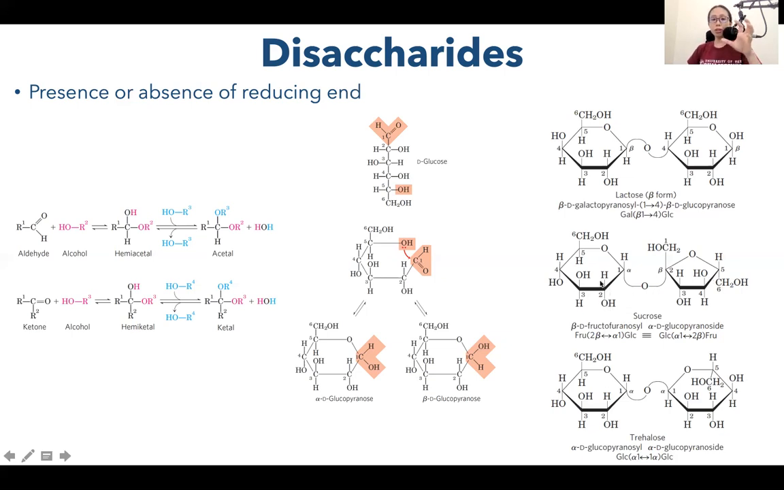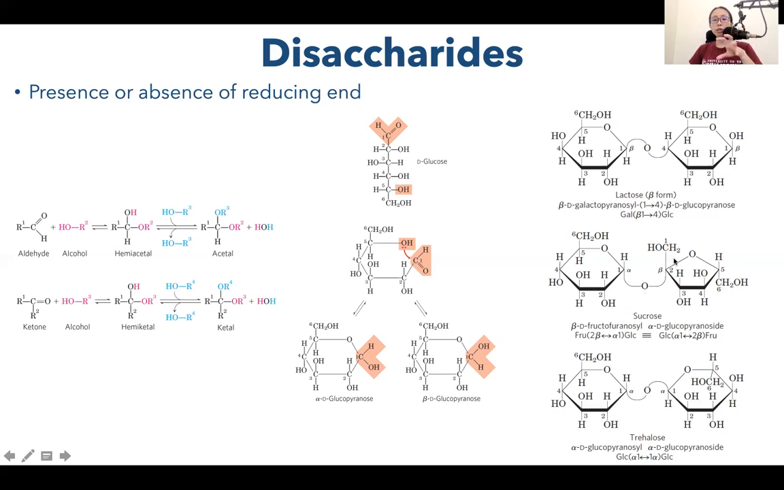So in sucrose, the units are glucopyranose and fructofuranose. So those are the units. And the linkage is alpha glucose, carbon 1 from glucose, and carbon 2 from fructose. Now, these are the anomeric carbons of glucose and fructose respectively. So carbon 1 for glucose and carbon 2 for fructose.